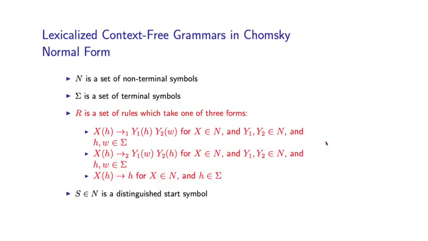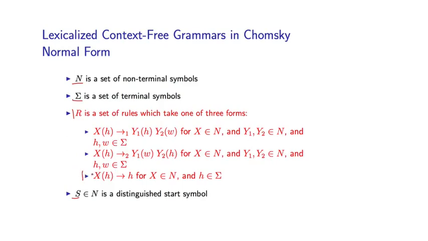So here's a definition of lexicalized context-free grammars in Chomsky normal form, which is closely related to the definition I gave you on the previous slide. With a lexicalized CFG, we again assume we have some set of non-terminal symbols, a set of terminal symbols, and a start symbol. But the rules in the grammar take a slightly different form. There are three different cases. Let's go through the simplest case first.